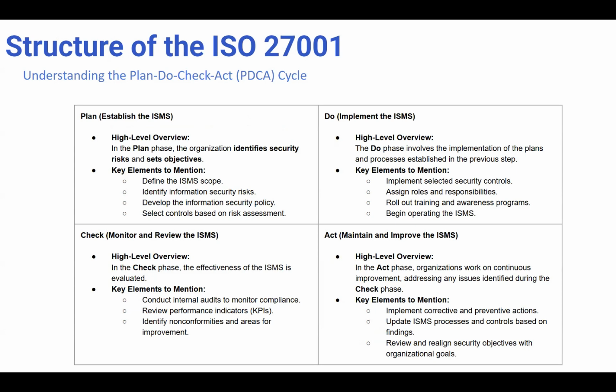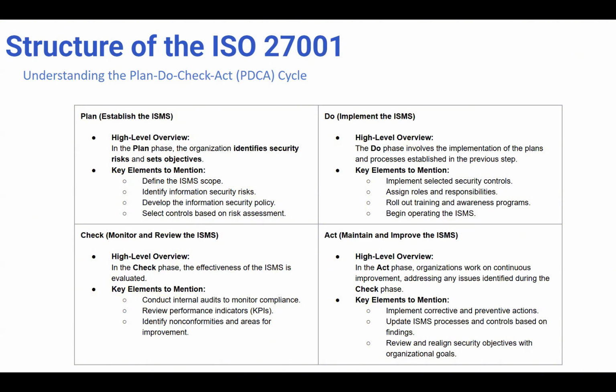For example, in the plan phase, the organization could identify their security risks and set objectives. Now, this is definitely reflected in the 10 clauses. But some of the key elements to mention here is that you have to define the ISMS scope, identify security risk, develop some policy, select controls based on risk assessment. Now, when you're in the do phase, what exactly are you doing?